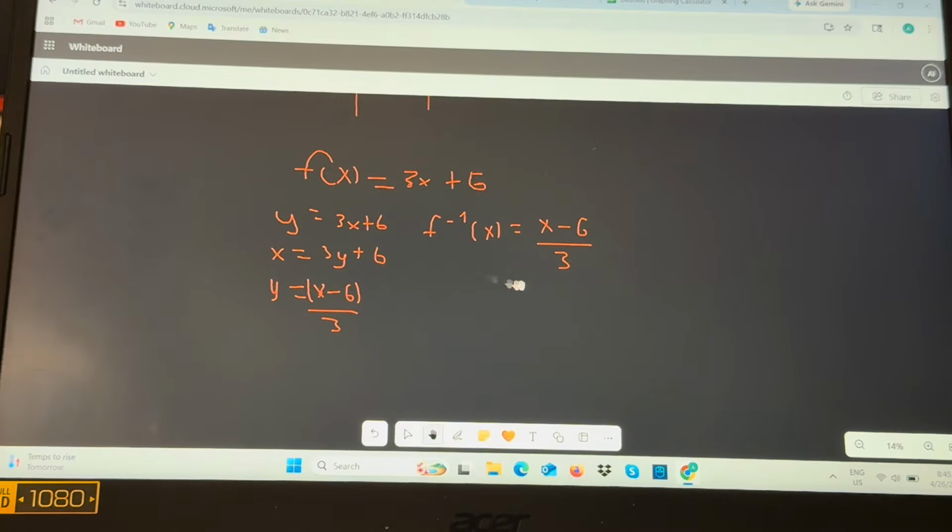So step 1 is replace f(x) with y, which we did. y equals 3x plus 6. The second step is swap x and y, which we did, which is x equals 3y plus 6. This should be pretty simple for now. Now we're going to have to solve for y. So how would you solve for y? Well, first of all, you would need to subtract 6 from both sides, right? So x minus 6 equals 3y, and then we would just divide by 3. And this is the notation of how to write the inverse function. f inverse of x equals (x minus 6) divided by 3.